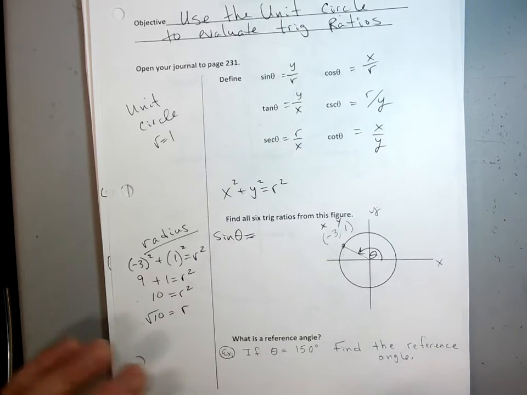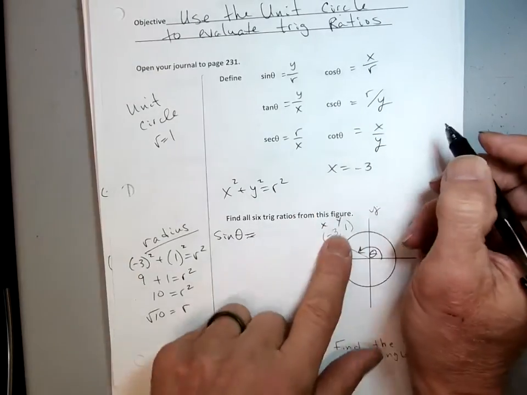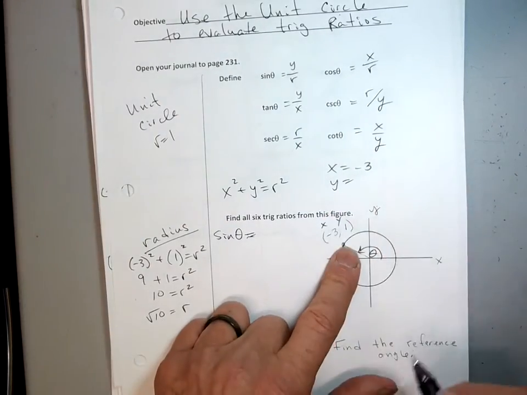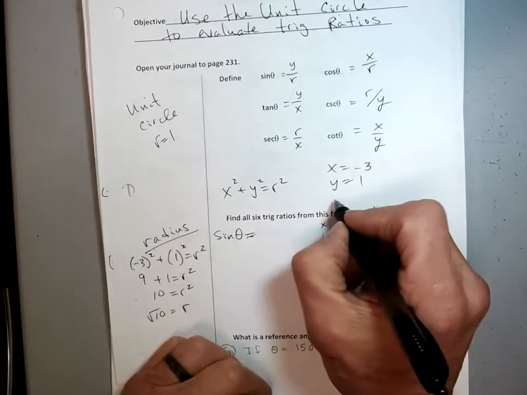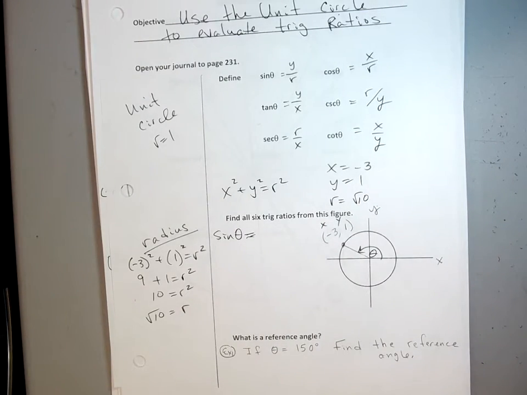So here's what I know. I know my x value in this example is -3, because it's a point. I know my y value right here is 1 because it's a point. And now I know my r, my radius, is the square root of 10, okay? Now we're going to keep it simple. We're not going to rationalize denominators. We'll do that later.